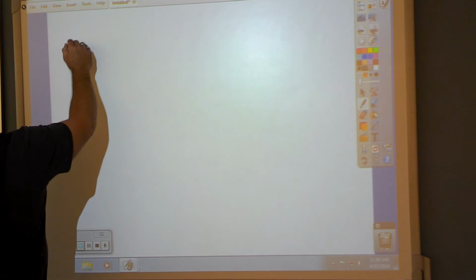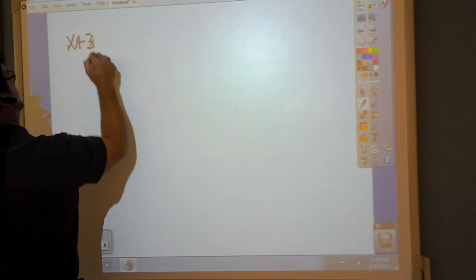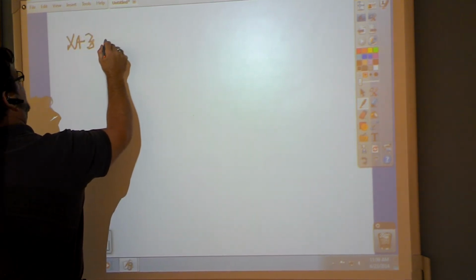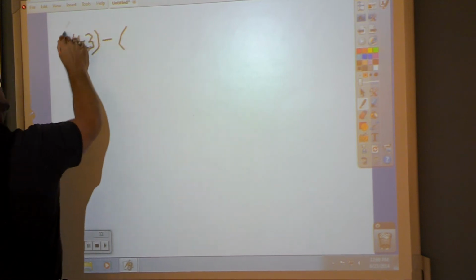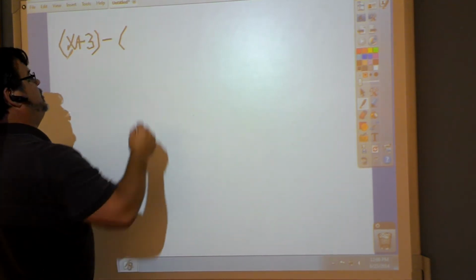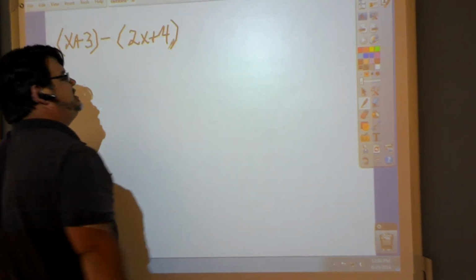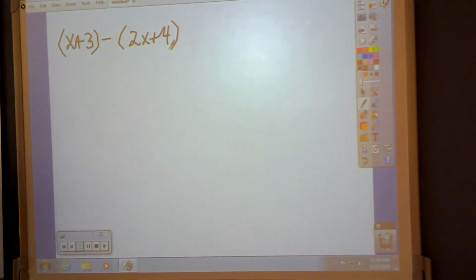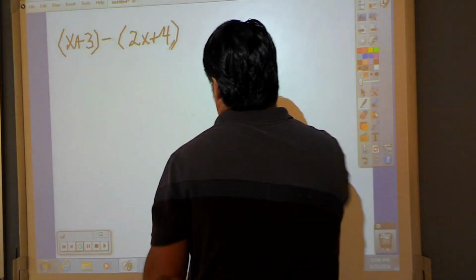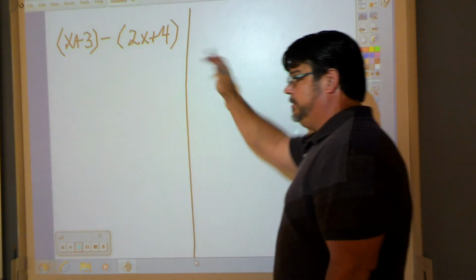X plus 3 minus 2x plus 4. And I just realized that I have my g of x and f of x turned around. It's not a big deal. Don't ignore the board over there, okay? Because I'm doing it up here.